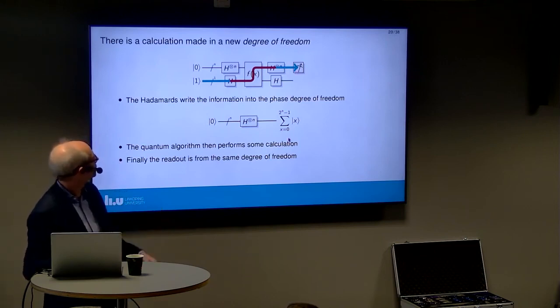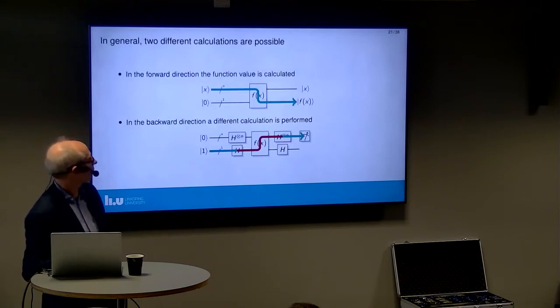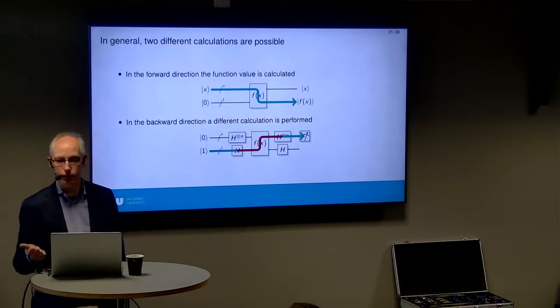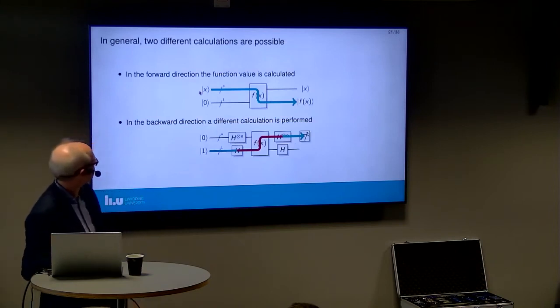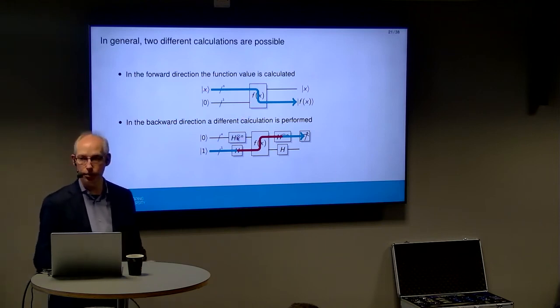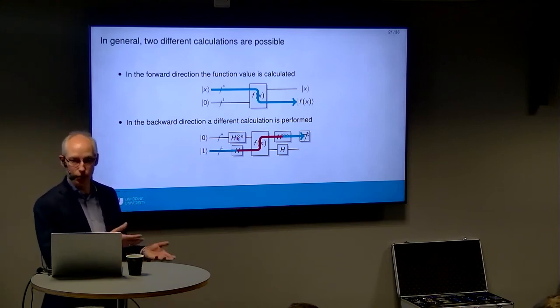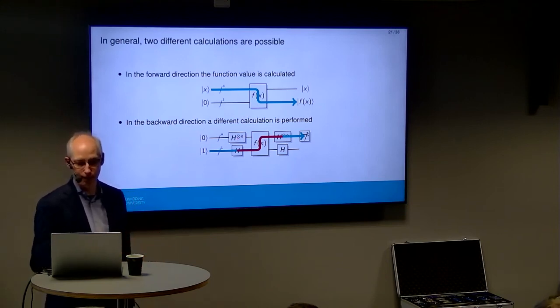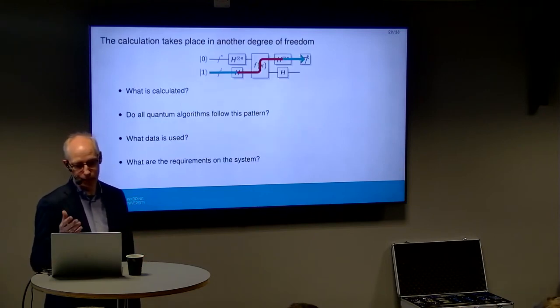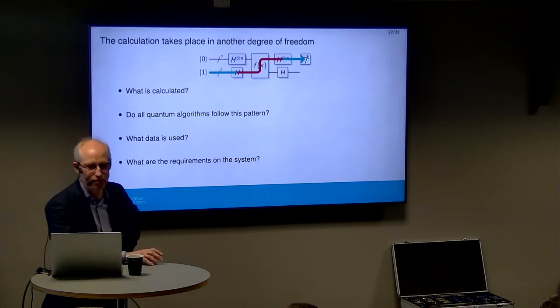So this is the reason. So let me skip that. In the forward direction, the function value is calculated. If you input x, you get f of x out. In the backward direction, you do a different calculation that really calculates the overall property that you want to reveal. So at this point, you could ask, what is calculated actually in the different algorithms we know of?